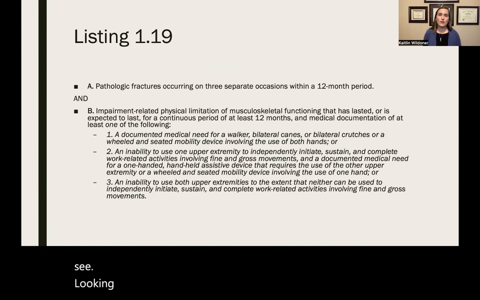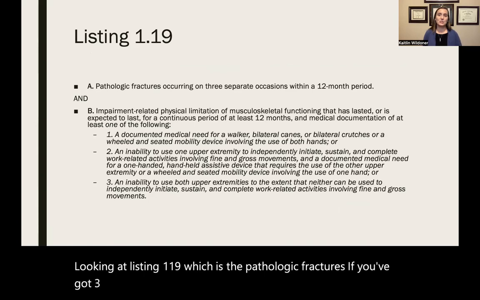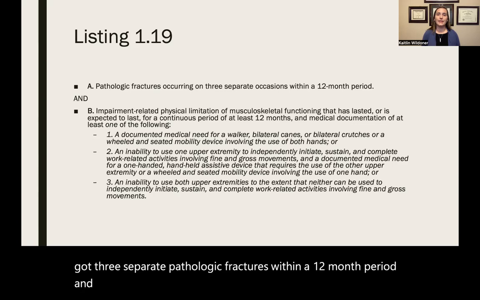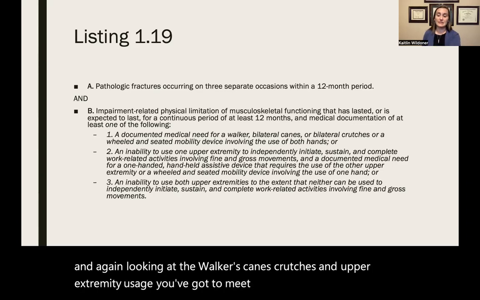Looking at listing 1.19, which is the pathologic fractures, if you've got 3 separate pathologic fractures within a 12-month period, and again, looking at the walker, canes, crutches, and upper extremity usage, you've got to meet both of those in order to meet this listing.